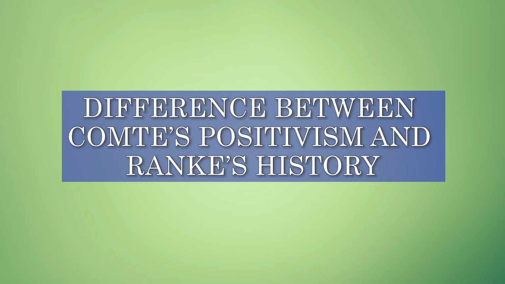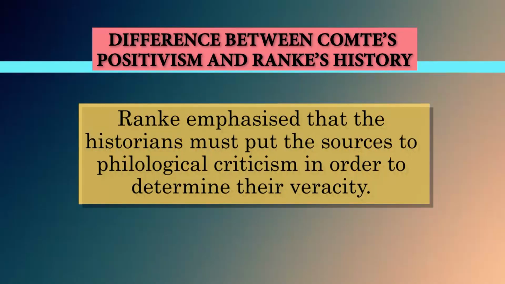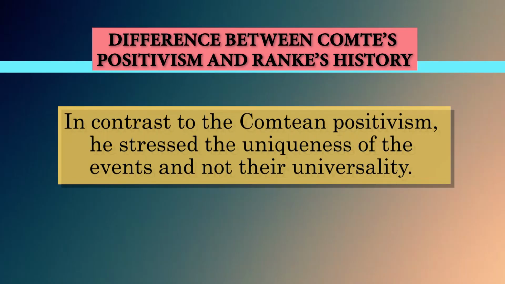Now here we shall speak about subtle differences between Comte's and Ranke's interpretation of history. Ranke emphasized that historians must put sources to philological criticism in order to determine their veracity. In contrast to Comtean positivism, he stressed the uniqueness of the events and not the universality. We find that Comte has spoken about general laws and universality, but Ranke's viewpoints were opposite to that. He pointed to the uniqueness of events.